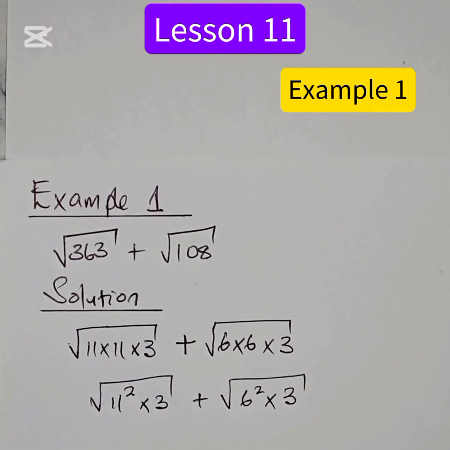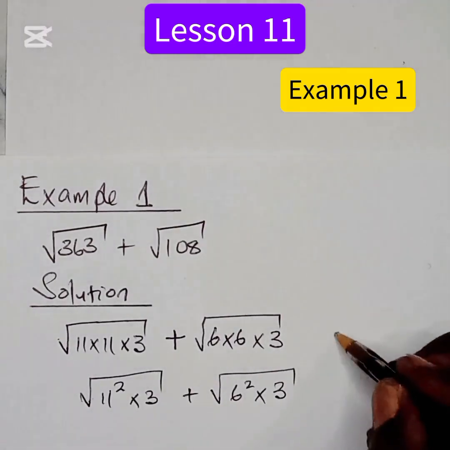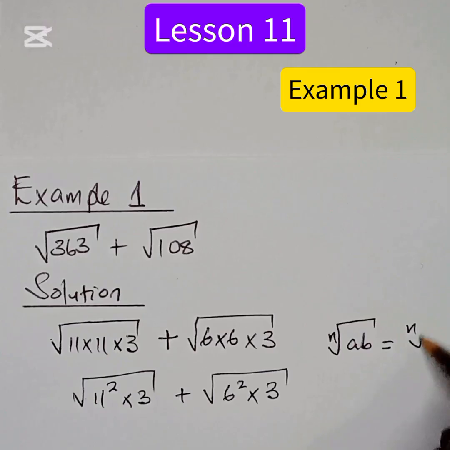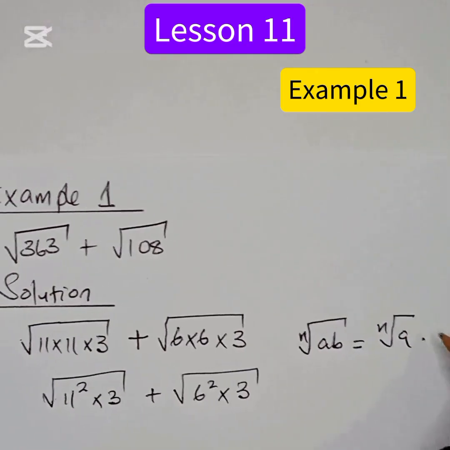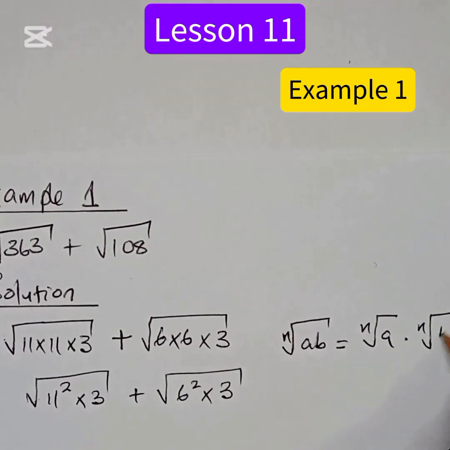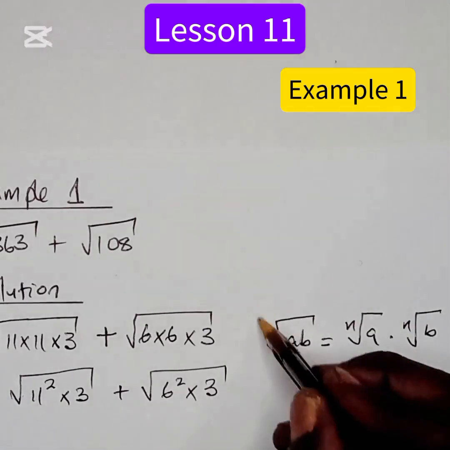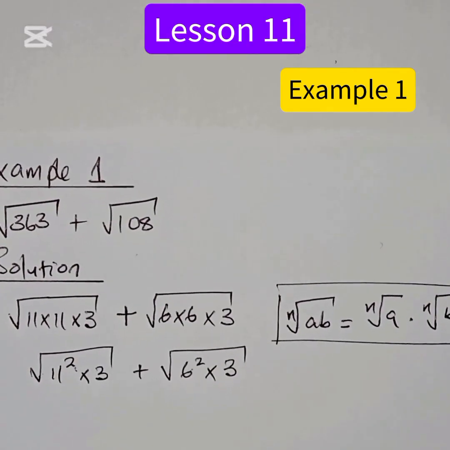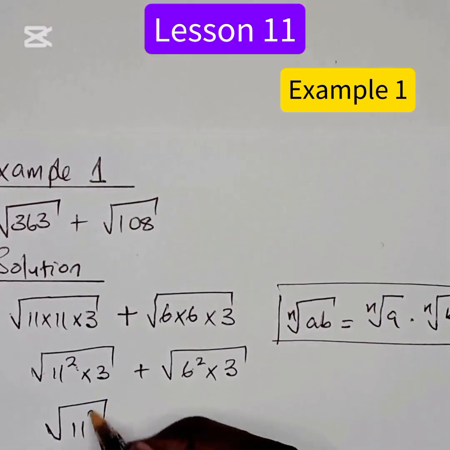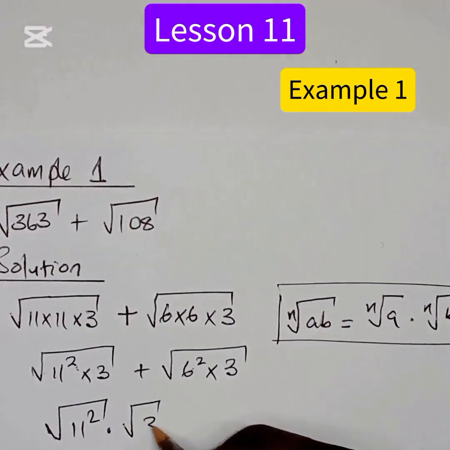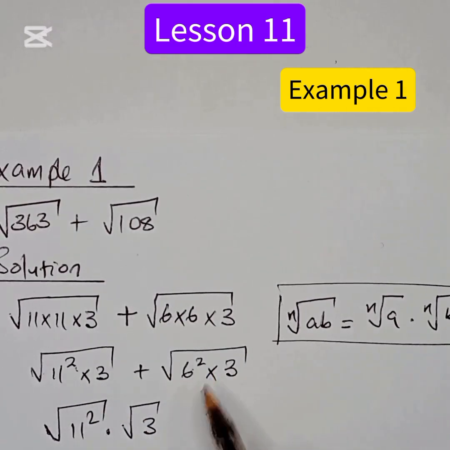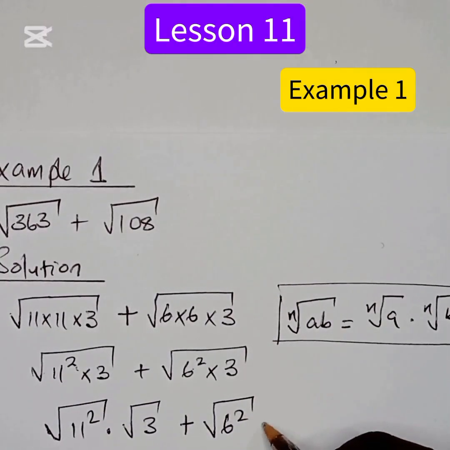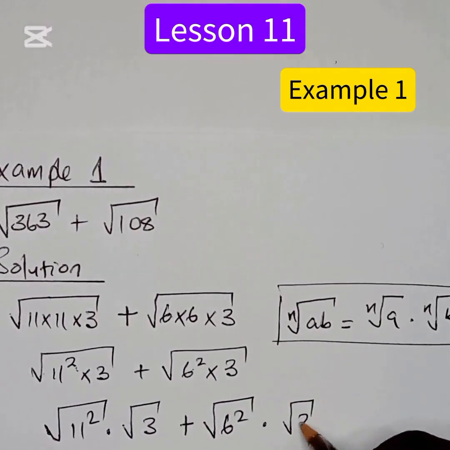Now we're going to use this law of surds that says the nth root of AB is equal to the nth root of A multiplied by the nth root of B. So we are going to use this law of surds on these two terms. Now we are going to have the root of 11 squared multiplying the root of 3. We're done with this part. Now let's move on to the second one. We're going to add that to the root of 6 squared times the root of 3.